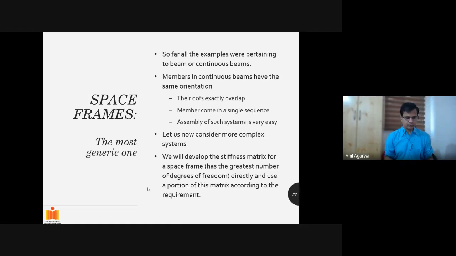12 by 12. 12 by 12, right? Because you have got 6 degrees of freedom at each joint. In a plane beam, you had 2 degrees of freedom at each joint, so your stiffness matrix was 2 for this one, 2 for this one, 4 by 4, correct? For a space frame, you have 6 degrees of freedom here, so you have 12 degrees of freedom, and therefore the stiffness matrix will be 12 by 12.